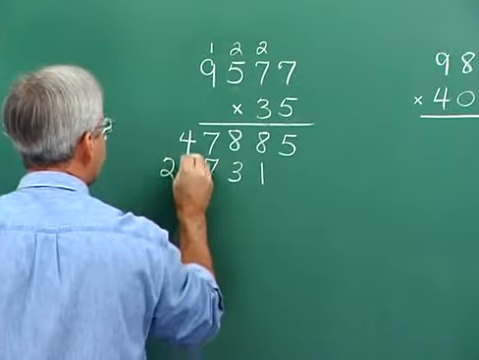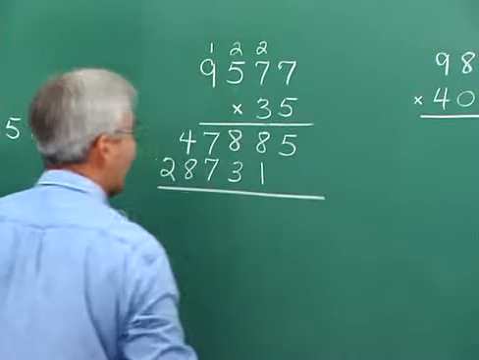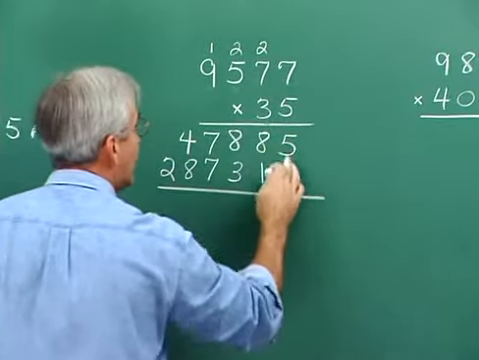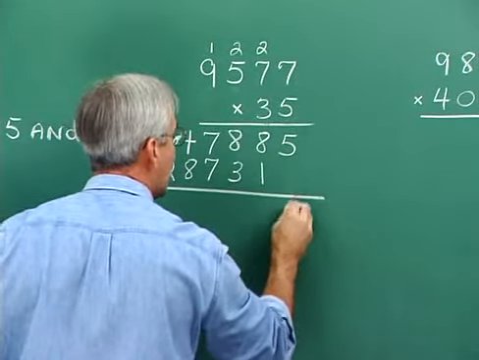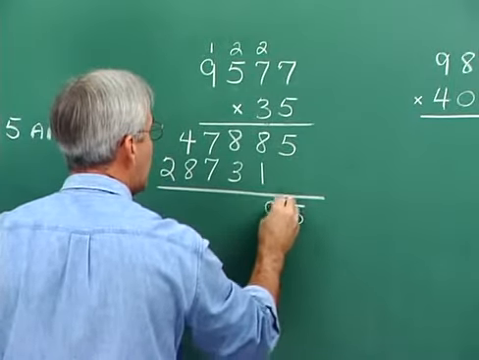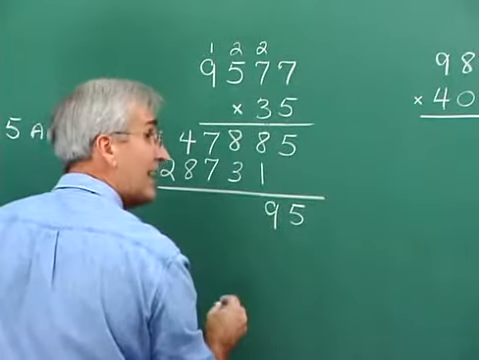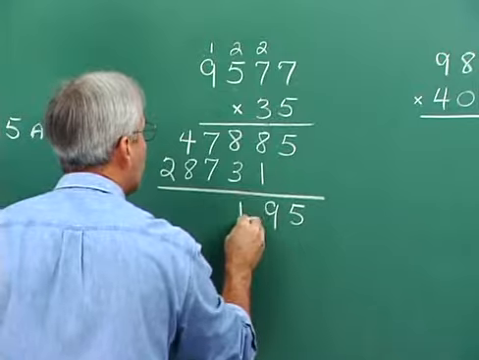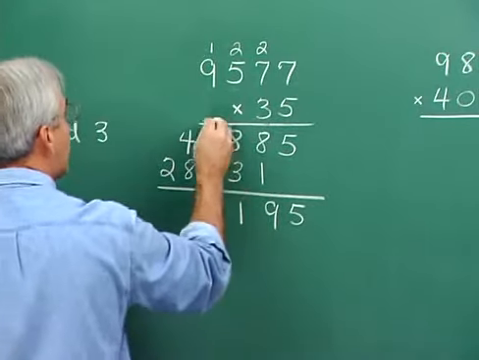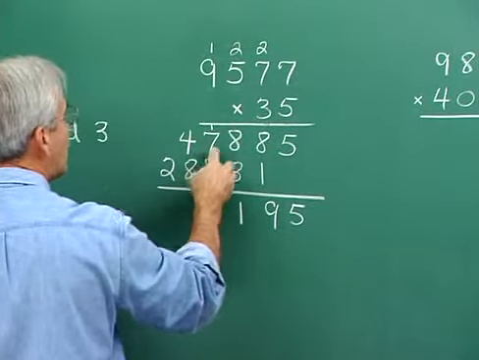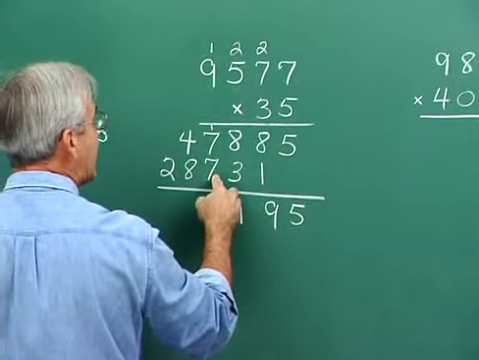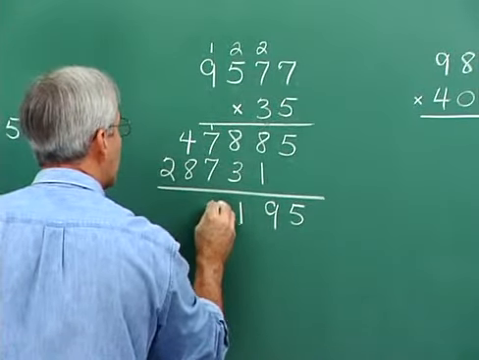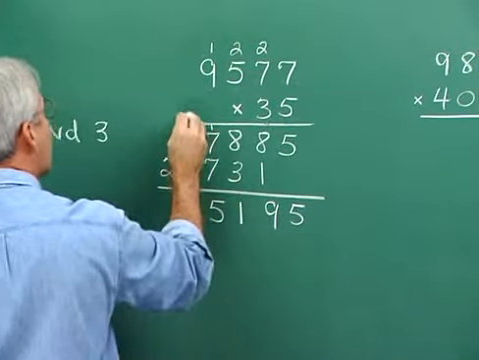And now I'm adding. Let's see, we have 5 and vacancy is 5. 8 and 1, 9. 8 and 3, 11. I'll put the 1 for the ones digit in 11, and I'll carry a 1. 1 and 7, 8 and 7, 15. I'll put the 5 in 15 here and carry the 1.